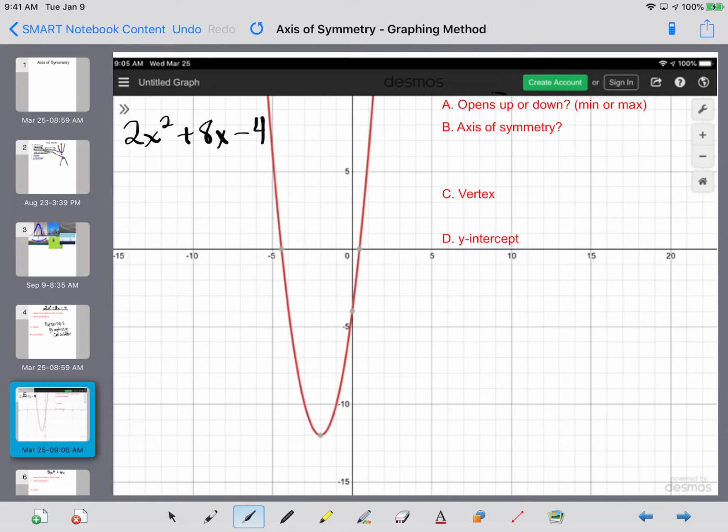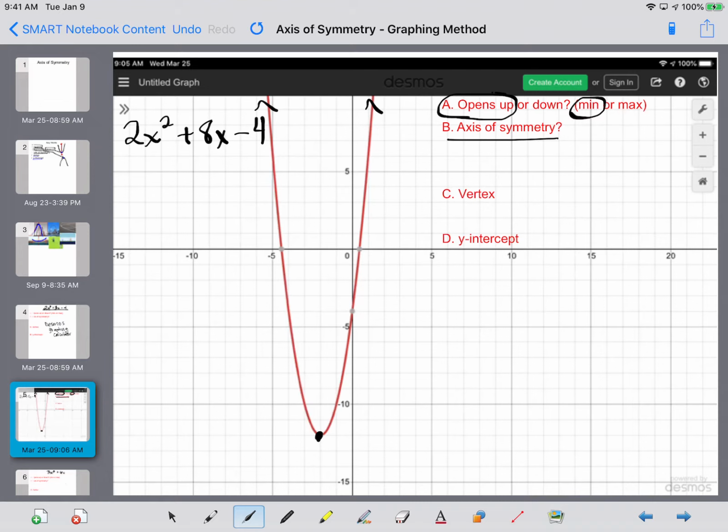Taking a look at the graph, both sides of the parabola are pointing up, therefore this parabola opens up. Since it opens up, the vertex down here, that point right there, is the lowest point of the graph, which means we have a minimum value.